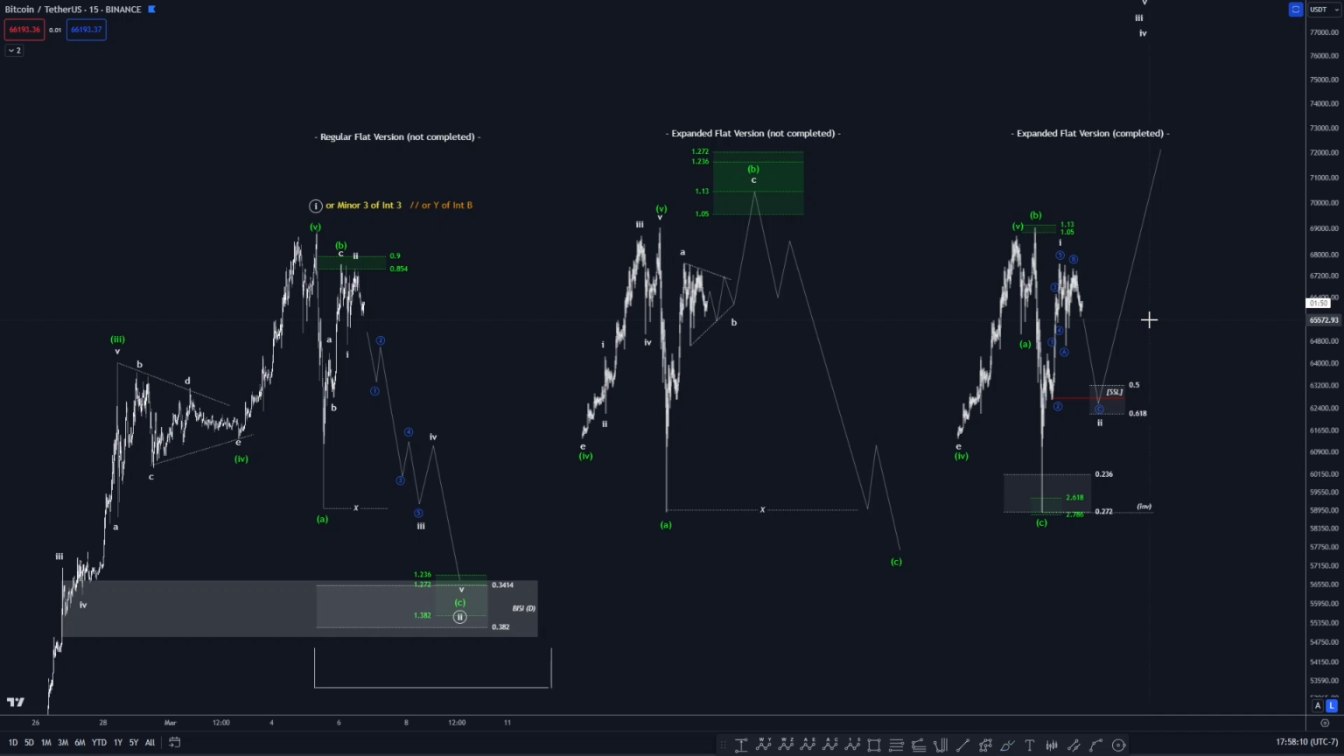So we'll continue to monitor this. As of right now, I once again am still favoring this version, this count, and I'm still favoring it being a minute wave 1 as opposed to it being a minor wave 3. That's where my bias leads to right now.